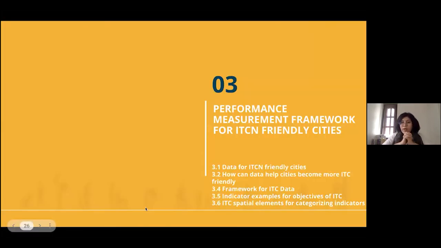Now that we have understood the broad picture, which I'm sure all of us were familiar with, we will get down to understanding what this performance measurement framework for ITC neighborhoods is. So how do we start rating what is happening in the cities? How do we start comparing neighborhoods? In which city, where do we need to intervene? Which indicators will tell us what, right?